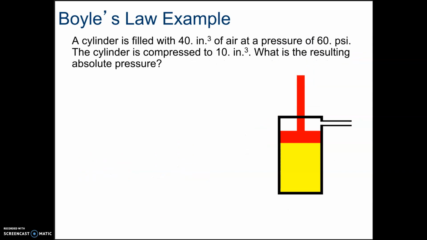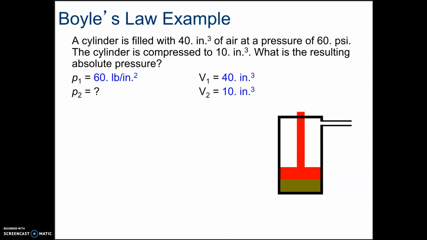All right, so an example here. A cylinder is filled with 40 cubic inches of air at pressure 60 psi. The cylinder is compressed to 10 cubic inches. What is the resulting absolute pressure? And if we go back to our conversation, absolute pressure is gauge pressure plus atmospheric pressure. That's the one thing that most students miss, so we have to be careful. So again, we're taking the cylinder and pressing it from 40 cubic inches into 10.